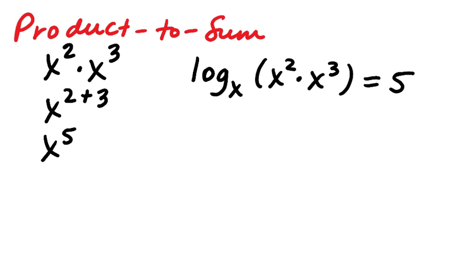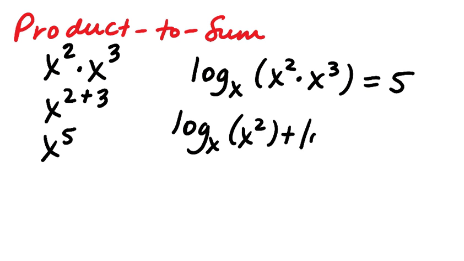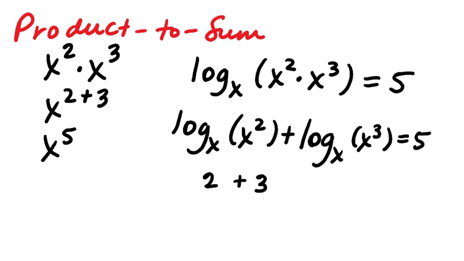Now, what you can do is split this off into the 2 that the x squared is contributing, plus the 3 that the x to the third is contributing. And then we know this is one of our fundamental identities, that the log base x of x to some number is just that number, right? Because it's the special exponent we put on x to get x to the 2. It's not that special. It's just 2. This is 2 plus 3 equals 5. Okay, so this is where the product to sum log property comes from.